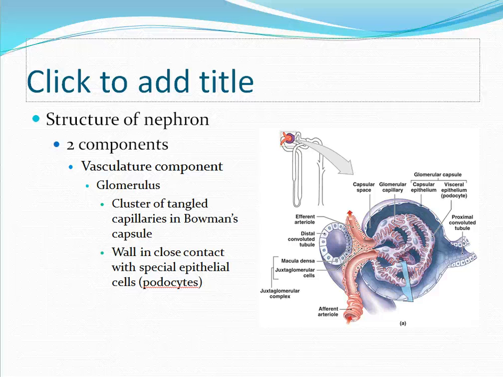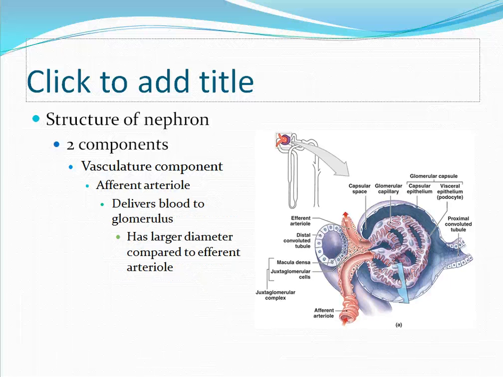The other component of the nephron is the vascular component. This consists of two beds with their associated arteries and venules. The glomerulus represents the first capillary bed. This is a cluster of tangled capillaries that sits within the Bowman's capsule. The wall of the capillary is in close contact with specialized epithelial cells in the Bowman's capsule known as podocytes. Podocytes have feet-like extensions that help to support the glomerular vessels.